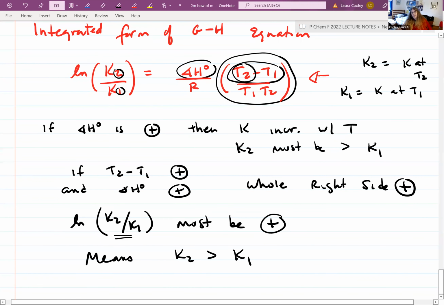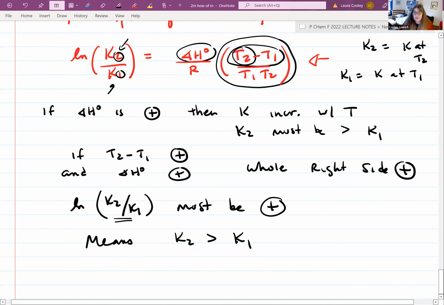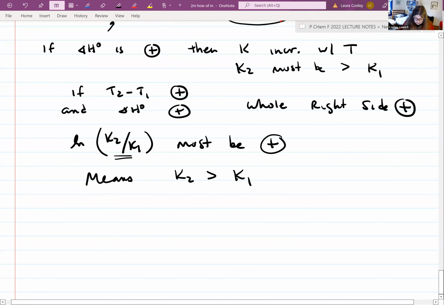So I always make T2 the higher temperature and T1 the lower one. I make sure that I plug in for K2, K at the higher temperature, and for K1, K at the lower temperature. If delta H is positive, K2 will end up being the larger number. But if delta H is negative, it'll be the opposite. So you just have to make sure that you have consistency. Anyway, that's what I wanted to say there. In the charge transfer lab, you actually use the differential form.